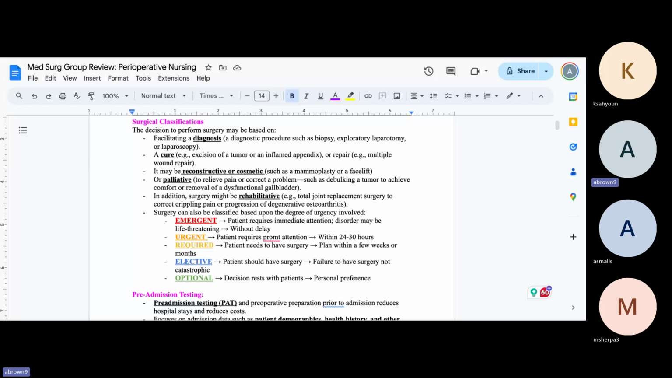Required surgery is that the patient needs to have the surgery. It can happen within a couple weeks or months. And then elective is that the patient should have the surgery, but failure to have the surgery is not catastrophic and the patient won't die. And then optional would be like a cosmetic surgery.